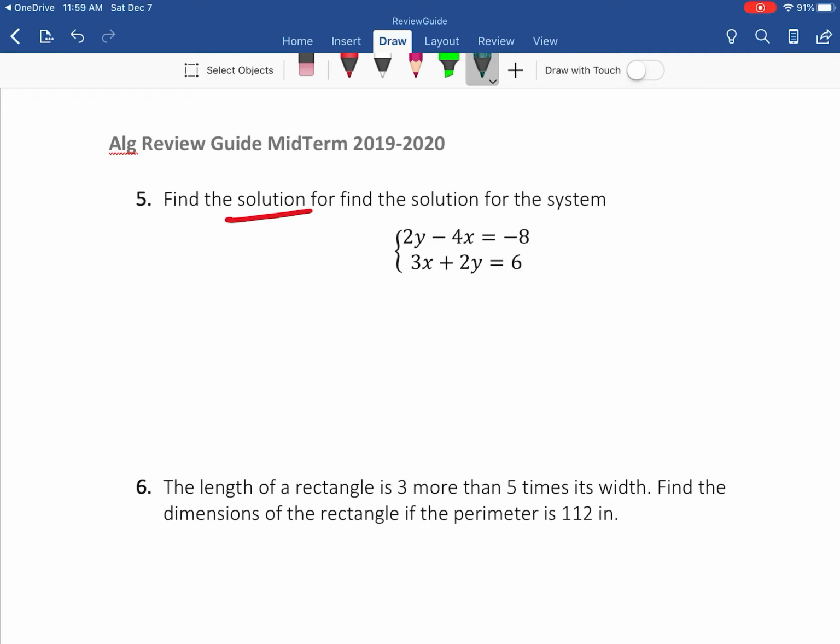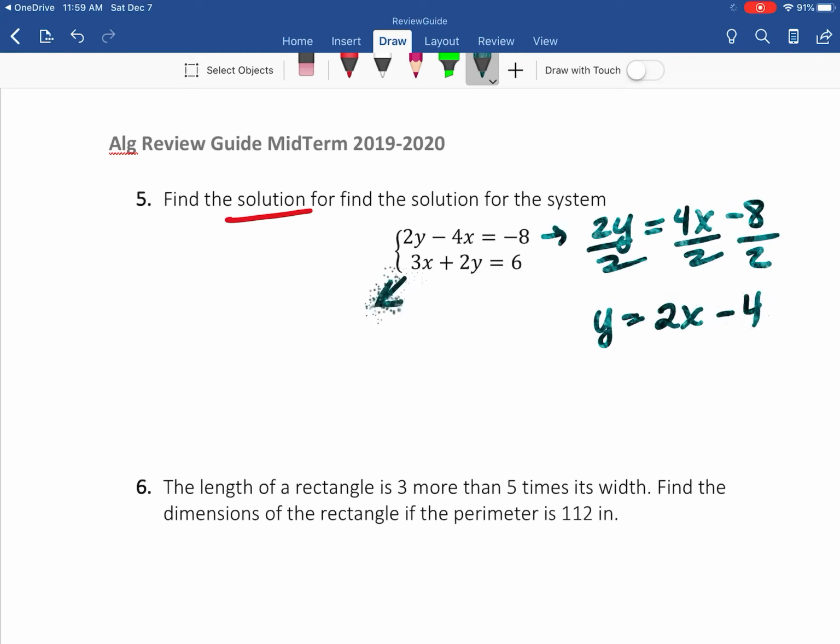Because none of these have no coefficient with the variable. They all have a coefficient with the variable. So if I rewrite this first equation and solve it for y, that's going to become 2y is equal to 4x minus 8, divided by 2. That's going to give me y is equal to 2x minus 4. All right, I'm going to do this equation. This is going to become 2y is equal to negative 3x plus 6. Okay, we could go to this point.